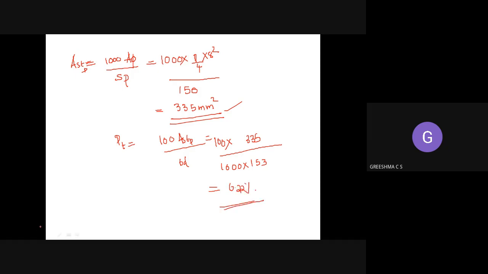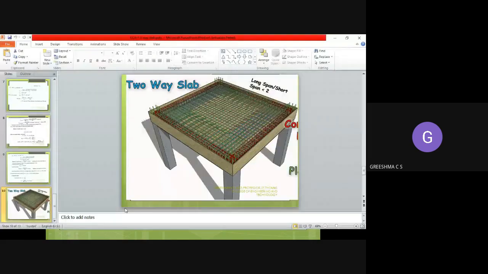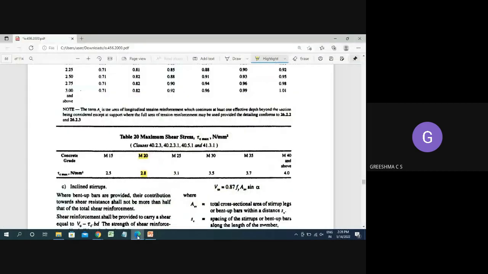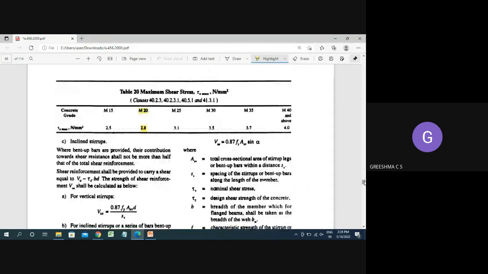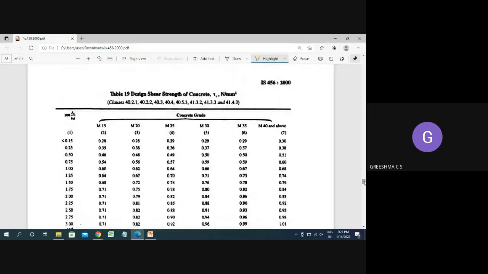Now go to the IS code, number 73 table. Find out the value. First, when doing the interpolation, find out the value. So the percentage of reinforcement ratio is 0.22. Okay, so 0.22 lies between 0.15 and 0.25. The value will be ranging between 0.15 and 0.25 for M20, that is 0.28 to 0.36.